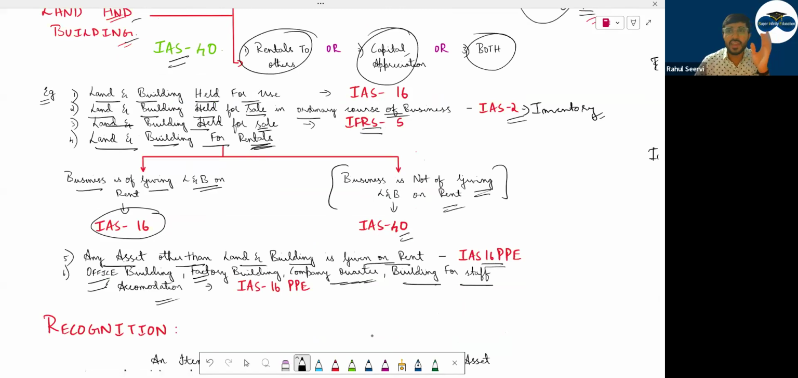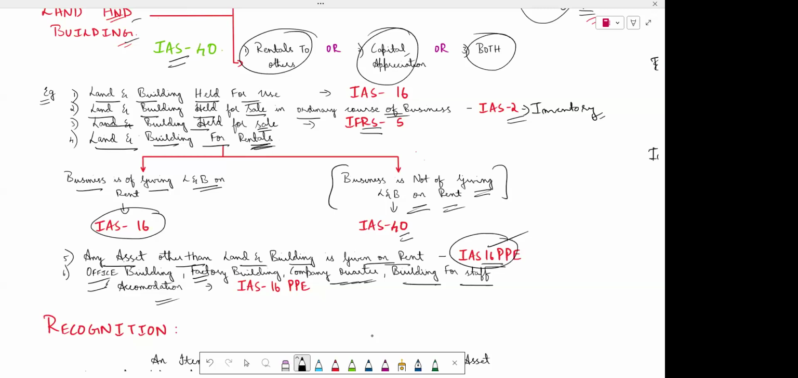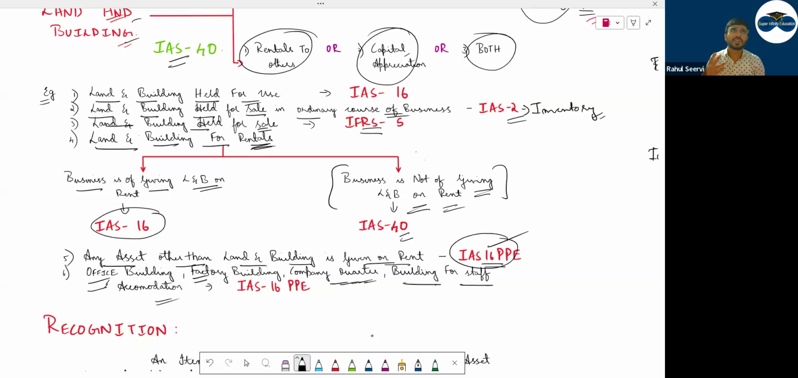The IAS has specified that if it is land and building, anything you give on rent will come under IAS 40 only. They have specified that. That is the reason you have a different standard for land and building only. For others you do not have one, so that is the reason you classify them under this. Okay, see, this is the first standard, so you'll be having a lot of doubts like that. Once you learn different standards, then it will be clear slowly.